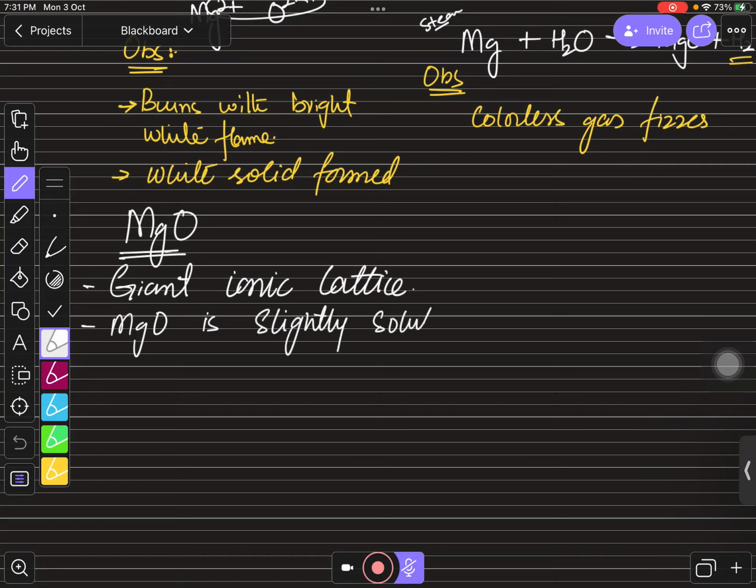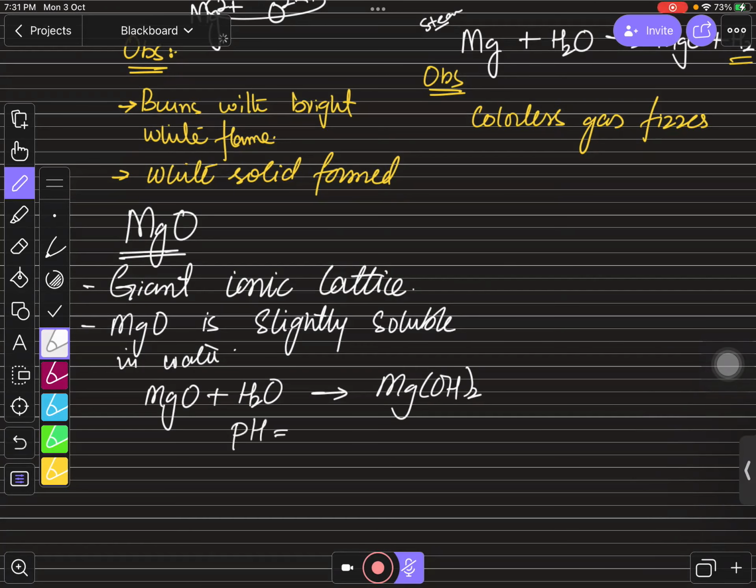soluble in water, to give magnesium hydroxide. So magnesium oxide is slightly soluble in water to give you magnesium hydroxide. You need to remember this. This is a slightly soluble substance in water, right? And if you talk about the pH of this, it is actually almost near 9. This is a weak base, right? And it can also react with acid as well.